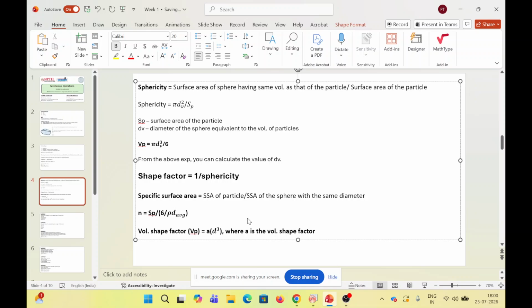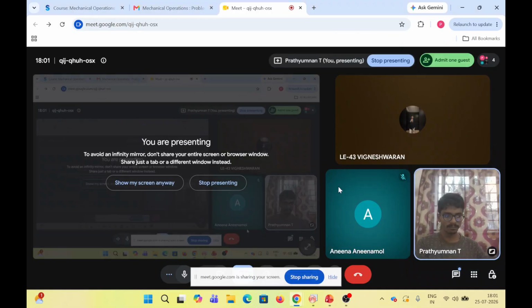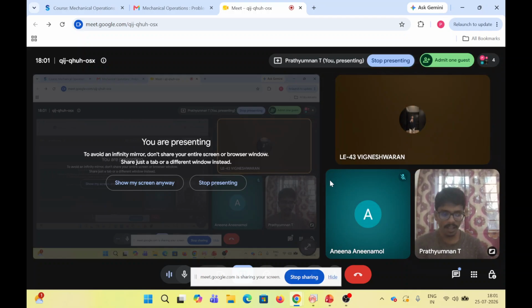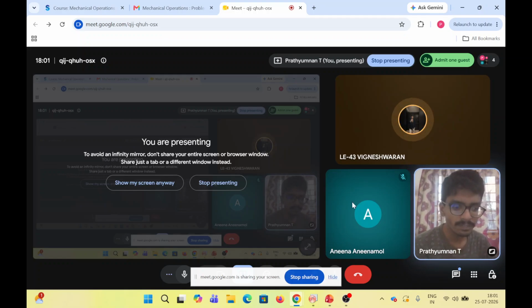Any doubts so far before we move towards the collection of particles? Anyone? Sir, can you explain again the surface formula? Which formula? This one, the SSA, specific surface area.